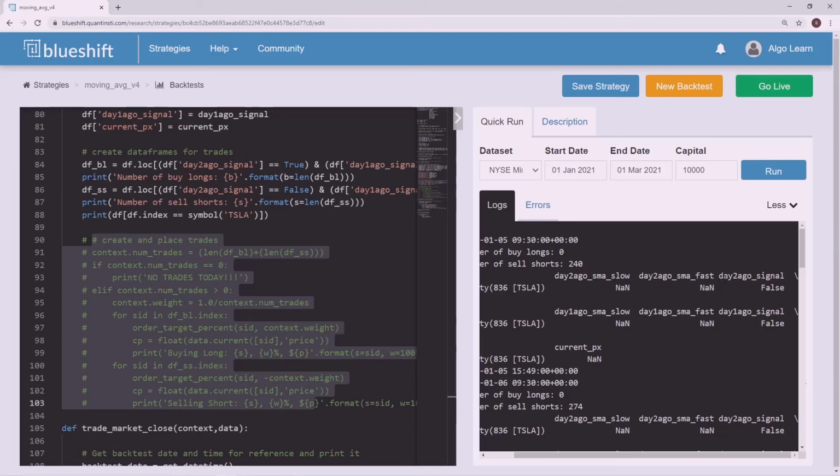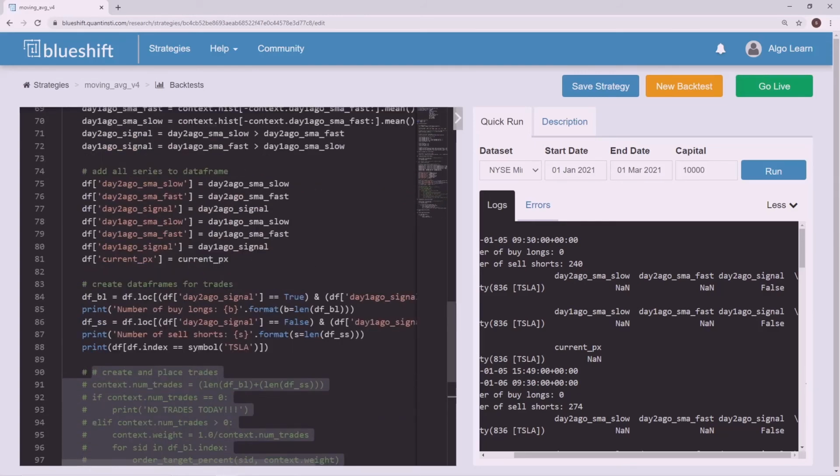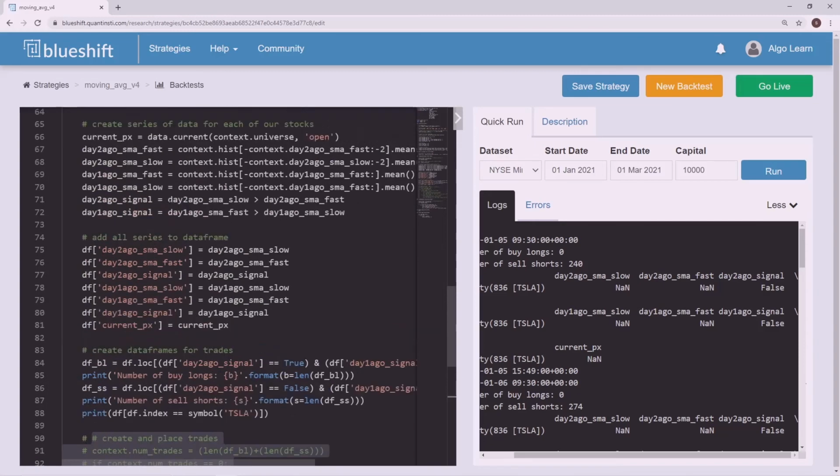But interesting, why is the day 2 ago signal false? What is our day 2 ago signal? Well, is NaN greater than NaN? Well, no, it's not. It's equal to. So that's going to show a false. So day 2 ago signal is going to show a false, and it certainly did. What about our day 1 signal? Well, is NaN greater than NaN? No, it's equal to. Oh, okay. So that's going to be false too.